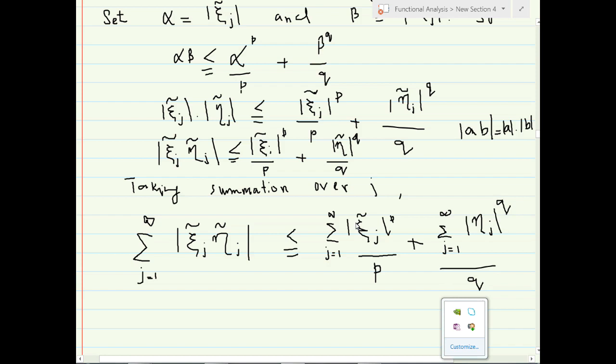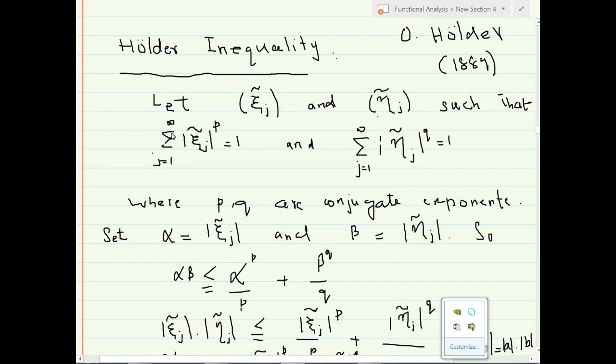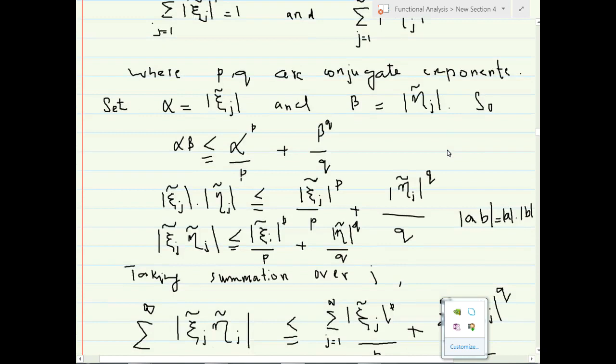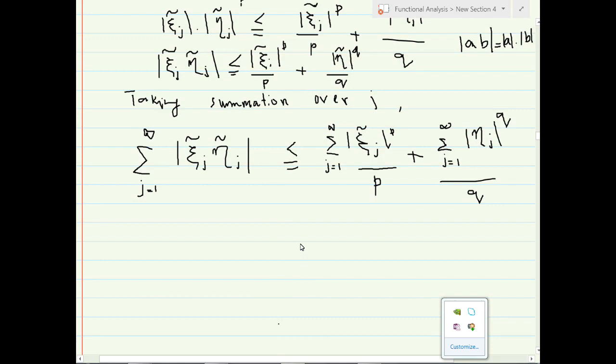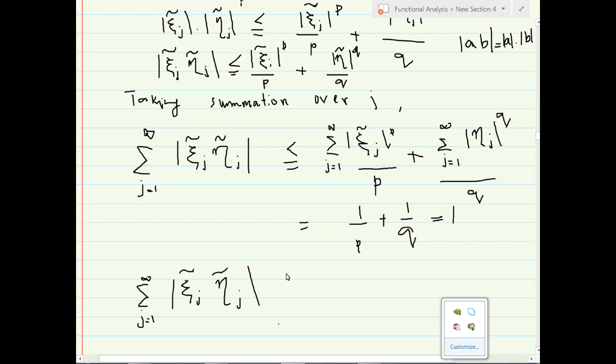And note that we have put the summation of xij tilde power p is equal to 1, and similarly the summation of xij tilde power q is equal to 1. Therefore the right hand side is equal to 1 divided by p plus 1 divided by q, and since p and q are conjugate exponents, this is equal to 1. Thus overall the summation j equal to 1 to infinity absolute value of xij tilde multiplied with eta j tilde is less than or equal to 1.